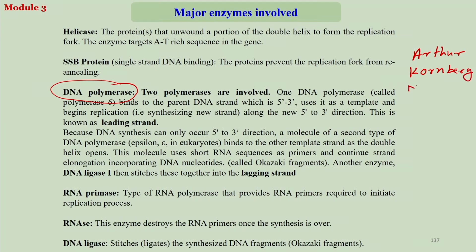who received the Nobel Prize in, I guess, 1959, for his isolation of the enzyme DNA polymerase, and this is the key enzyme that is involved in the whole replication process. All the other enzymes will be acting as supporting enzymes.